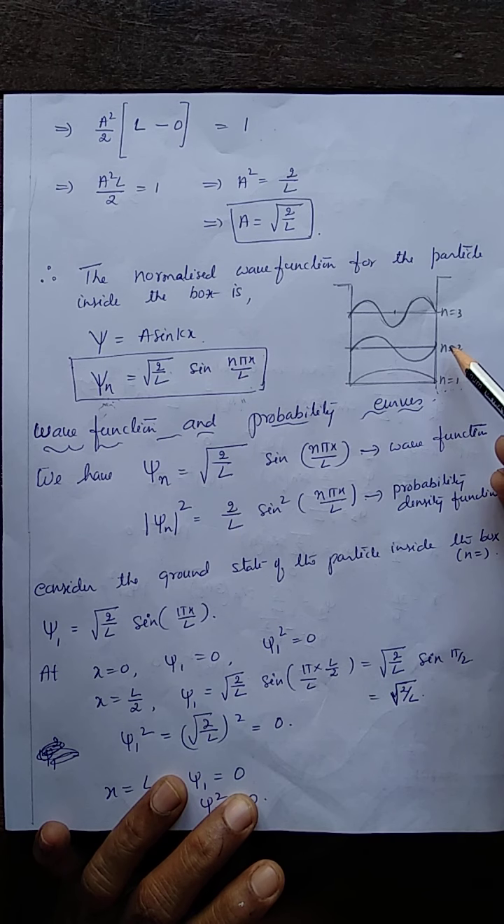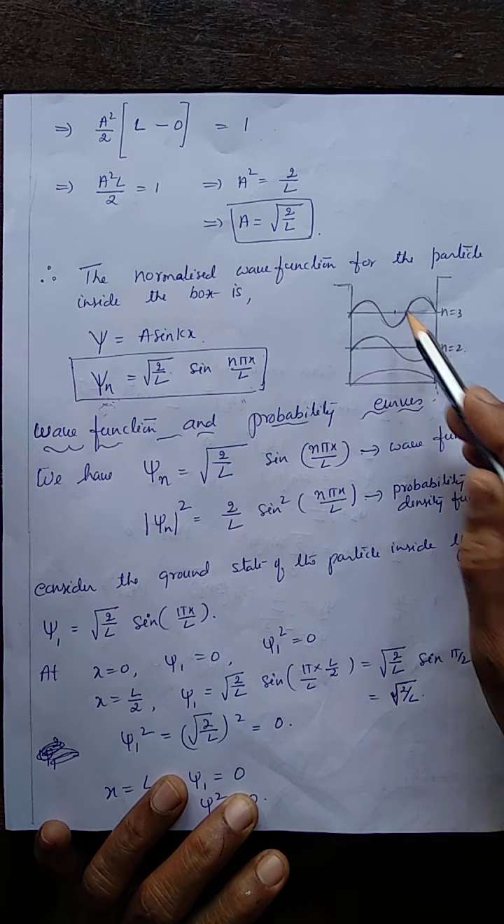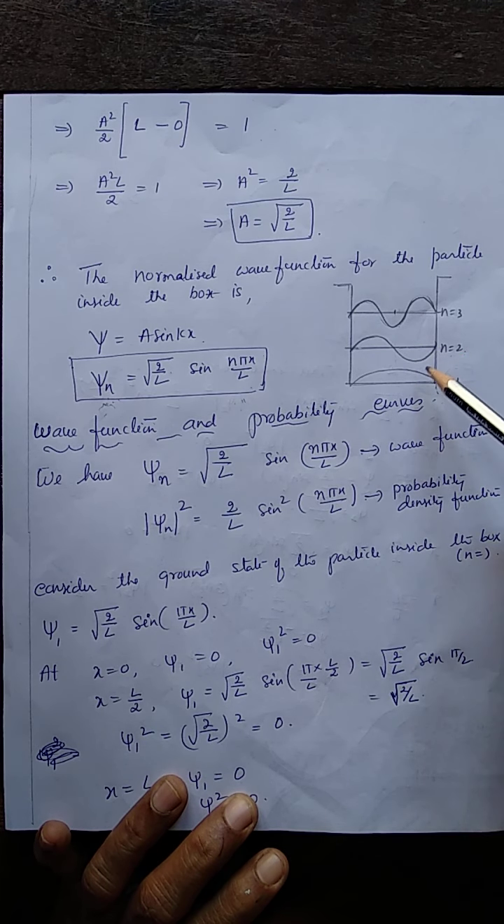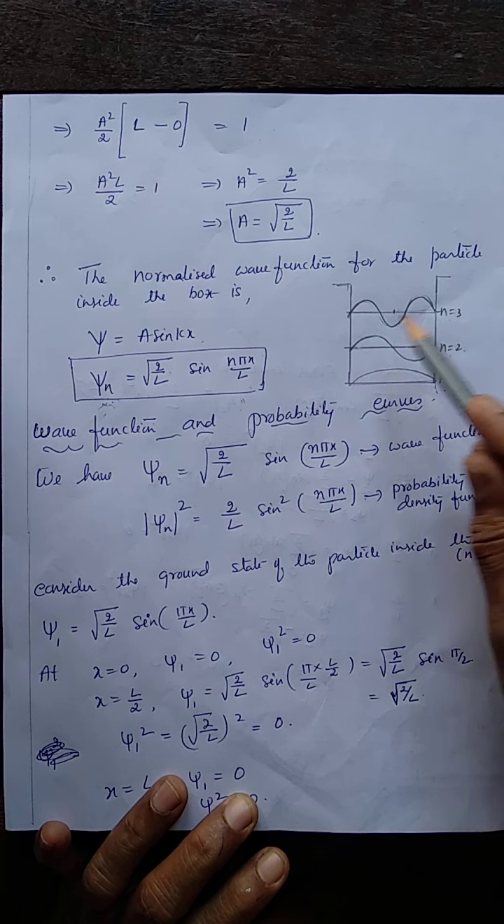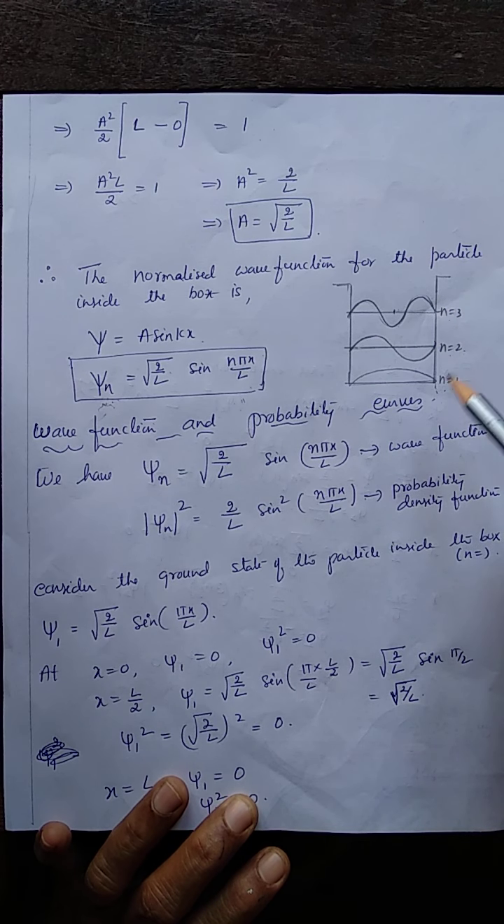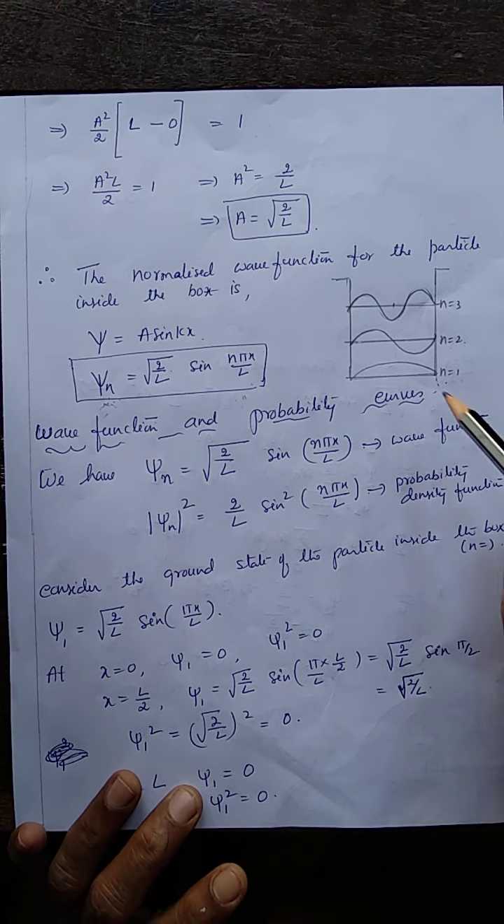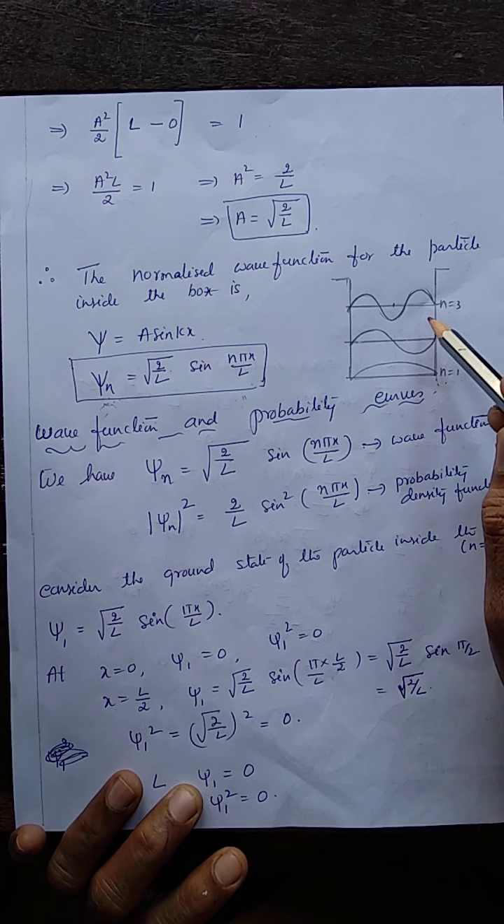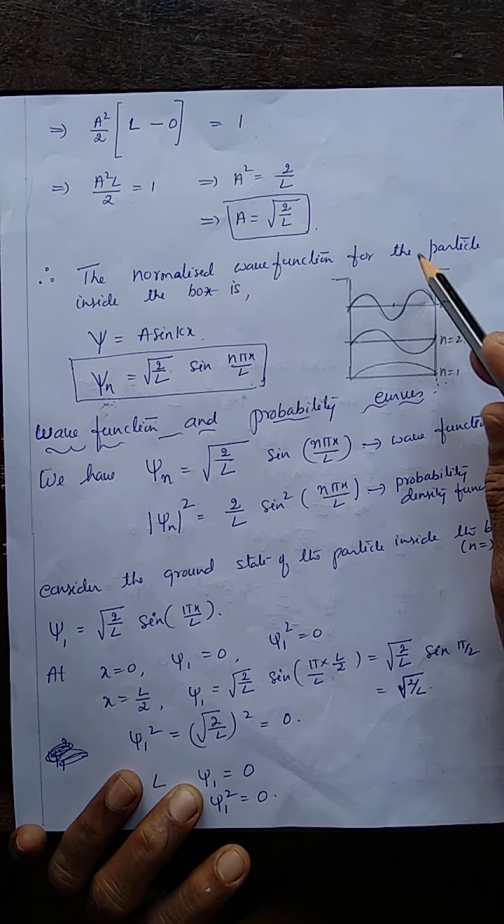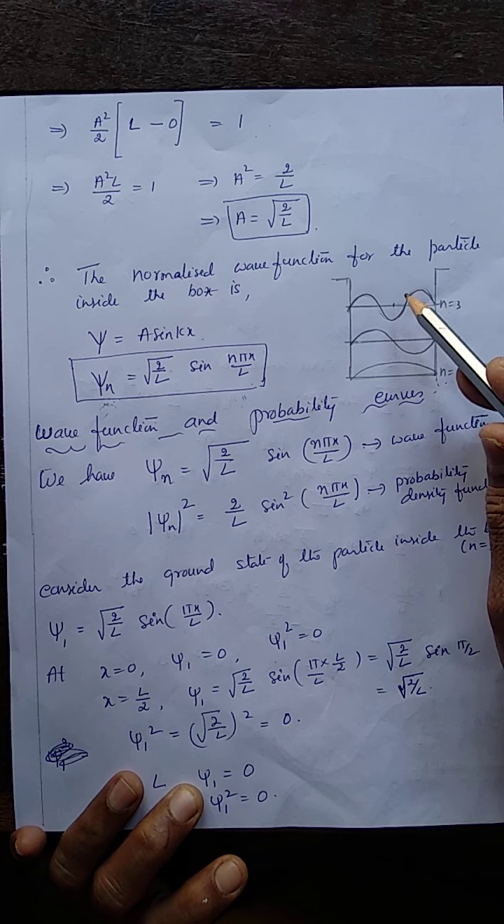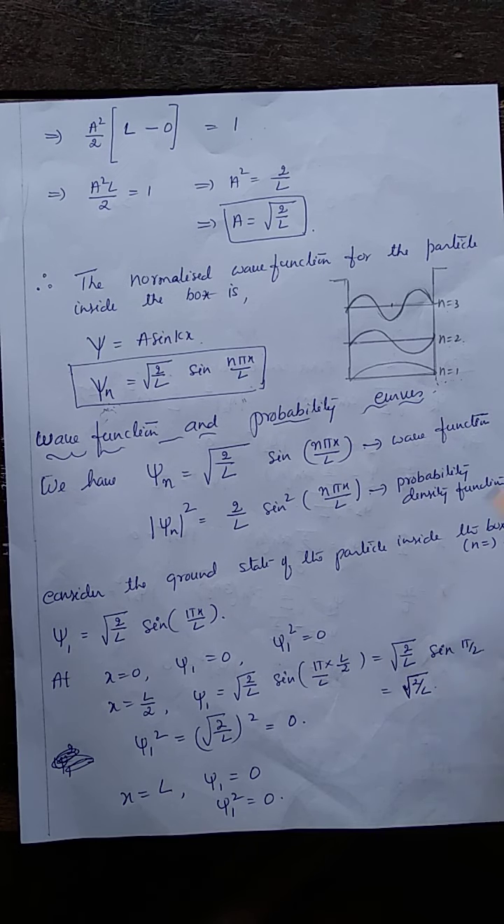When it goes to the first excited state, that is n equal to 2, the wave function is this. These things let us discuss later, how we get this one. And n equal to 3, this will be the wave function. The wave function associated with the particle will be different in different energy levels. The particle possesses different energies in different energy levels.